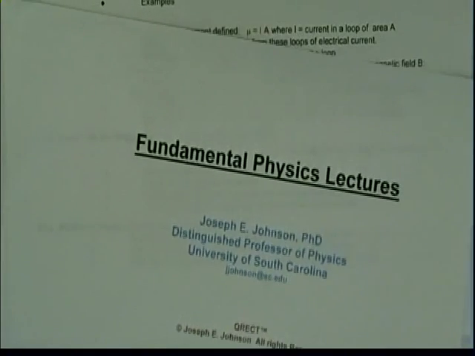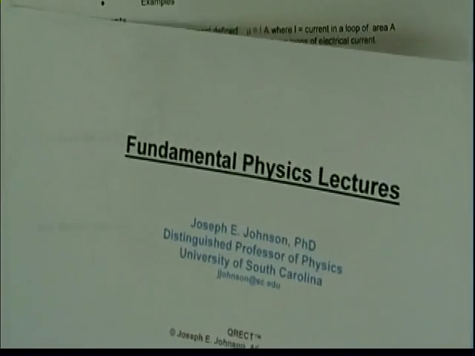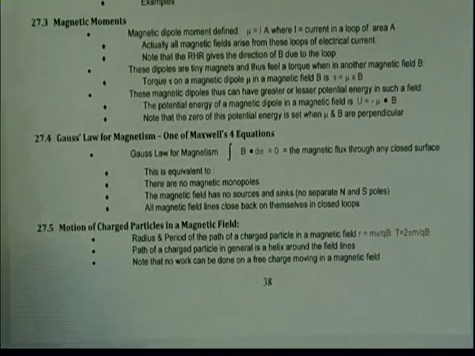In our next section, magnetism, in chapter 27 discussing magnetic fields, we're going to take up section 27.3 on magnetic moments. Remember, we were talking at the beginning of this chapter about how magnets do not have magnetic monopoles, that is, single poles that are north or south poles.